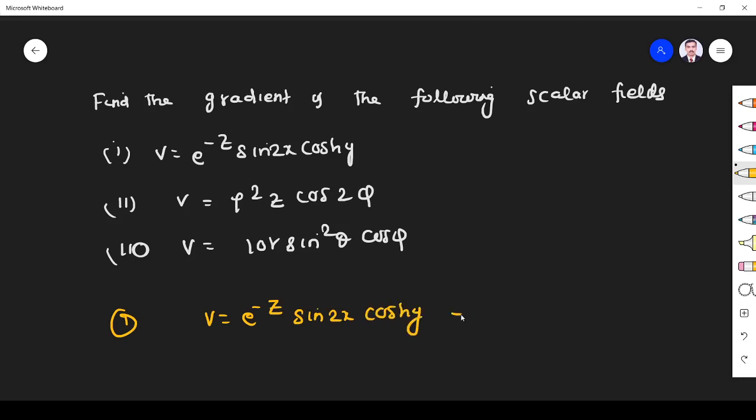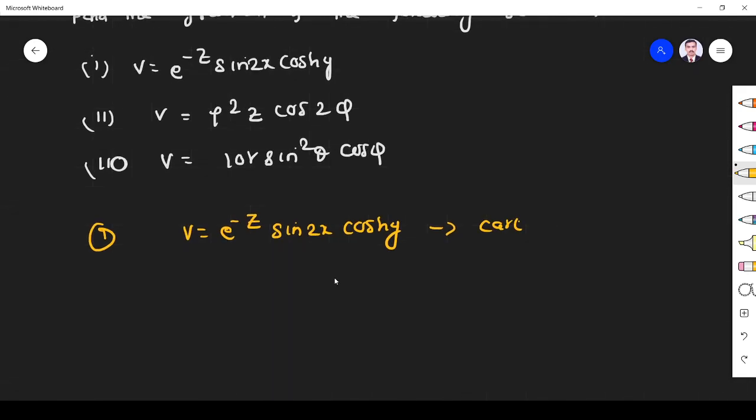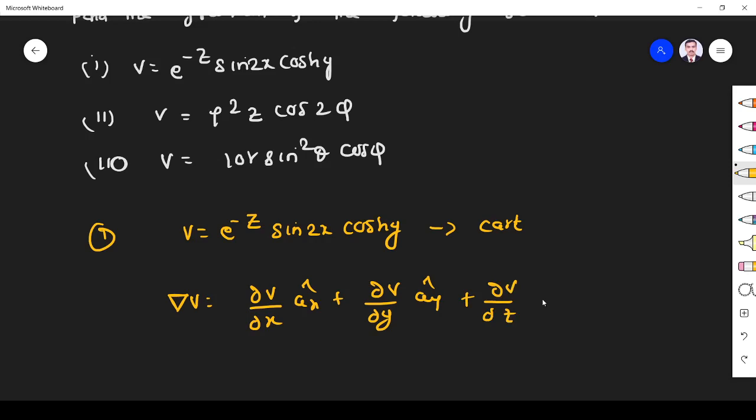Fine. So this is the Cartesian coordinate system because everything is in x, y, z. So first we have to understand the coordinate system, then we have to apply the corresponding formula. For the Cartesian coordinate system, gradient V is given by del V is equal to dou V by dou x ax plus dou V by dou y ay plus dou V by dou z az. This is the gradient for the Cartesian coordinate system.